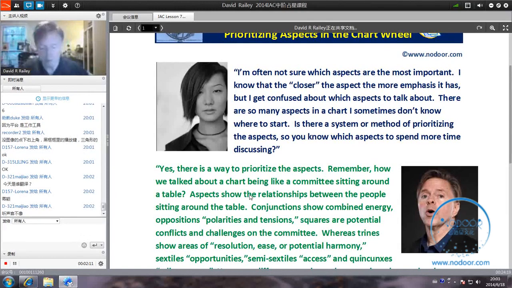Well, all of you remember the basic model or analogy for a chart, which is like a committee sitting around a table.